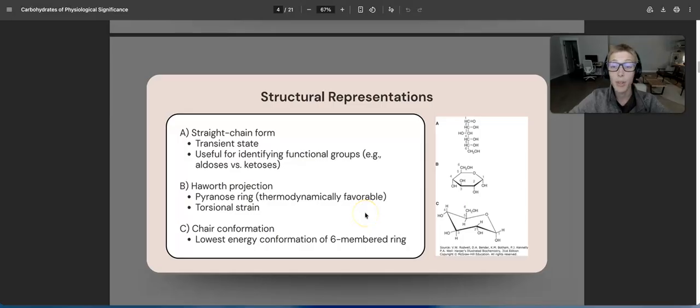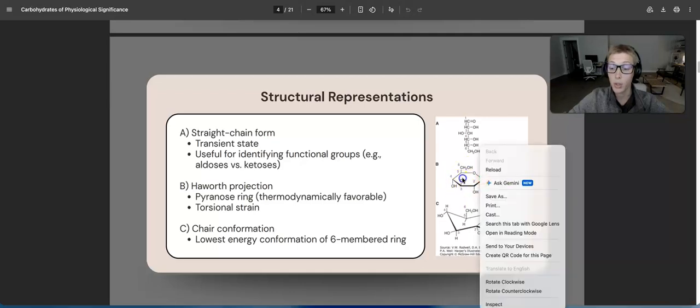Next, we have the Haworth conformation, which is a pyranose or 6-membered ring, and it is also helpful for identifying isomeric relationships, especially epimers, as well as alpha and beta anomers, due to the relative ease of identifying which functional groups and substituents are located above and below the ring structure.